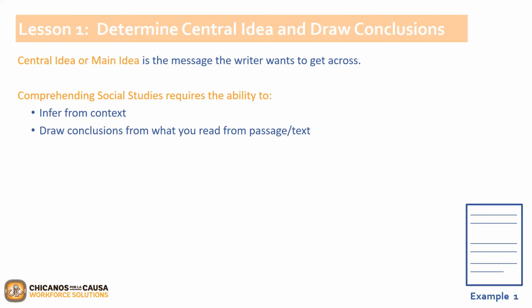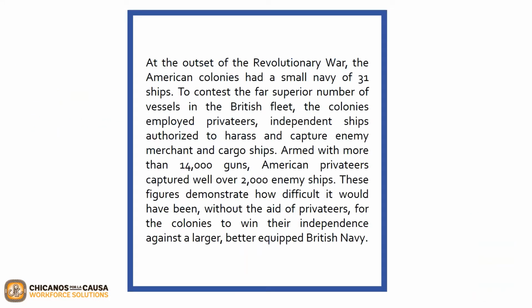Let's read it together. At the outset of the Revolutionary War, the American colonies had a small navy of 31 ships. To contest the far superior number of vessels in the British fleet, the colonies employed privateers, independent ships authorized to harass and capture enemy merchant and cargo ships. Armed with more than 4,000 guns, American privateers captured well over 2,000 enemy ships. These figures demonstrate how difficult it would have been, without the aid of privateers, for the colonies to win their independence against a larger, better equipped British Navy.